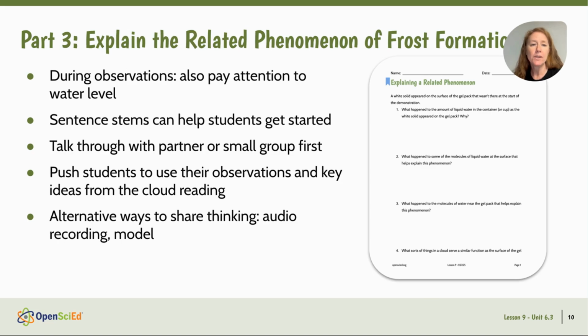In Part 3, the students take their observations and their ideas from the cloud article to explain why frost forms. We found our students had some difficulty with these questions initially. So we added in sentence stems, and we also gave them time to talk through the questions with their table groups first before trying to answer them individually. You could also consider alternative ways for students to share their thinking. Maybe they draw a model for this, or they just talk through their ideas rather than writing. The key here is that the students have practice taking those ideas from the cloud article and their observations and being able to use them in an explanation.